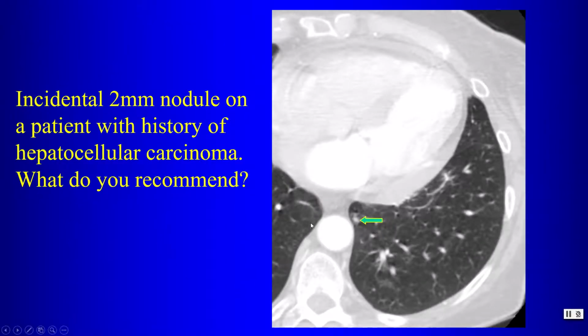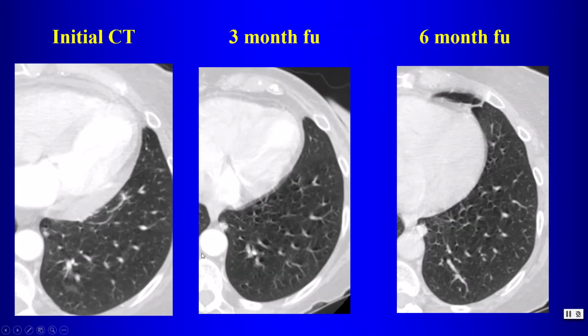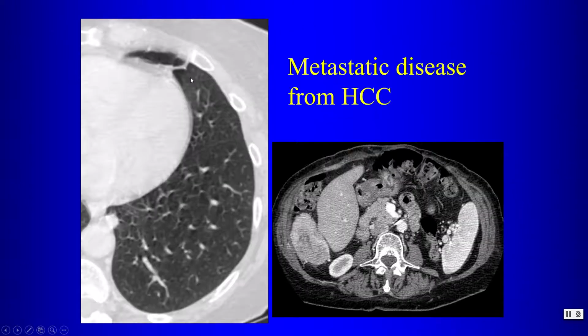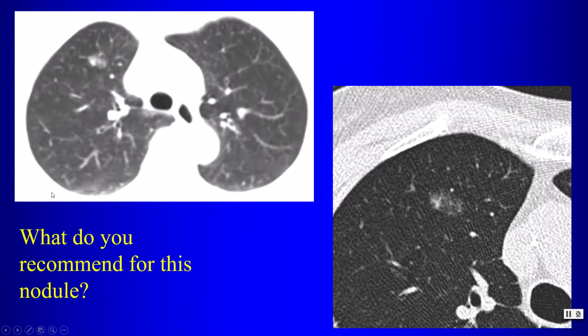If we have this 2 millimeter nodule in a patient with a history of hepatocellular carcinoma, what is the recommendation? Well, here the Fleischner criteria do not apply because the patient has a history of extrathoracic malignancy. So any nodule that shows up in a patient with a history of malignancy has to be followed very closely. And in this patient, the 3-month follow-up and the 6-month follow-up show that this nodule is enlarging. So this indeed was a metastatic lesion from their hepatocellular carcinoma.